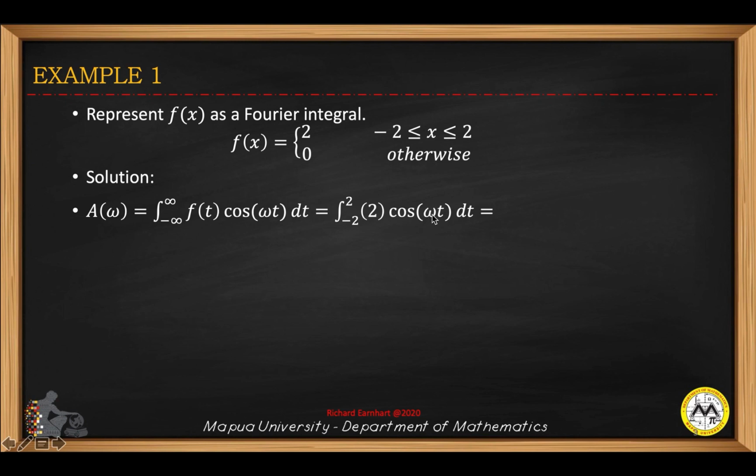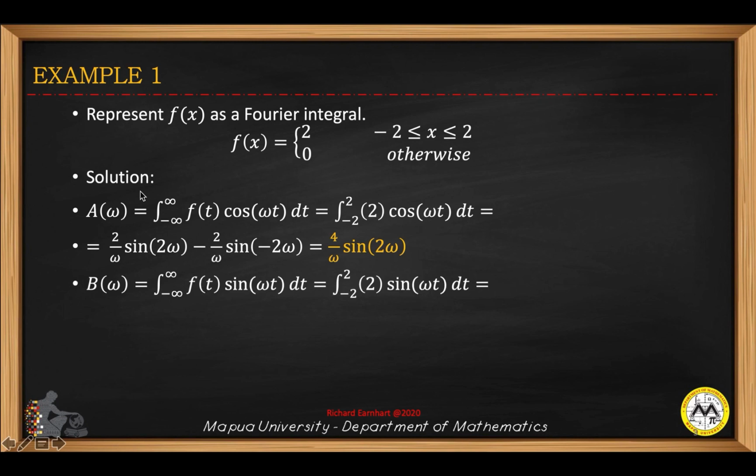Omega will be taken as a constant. We integrate with respect to t. The integral will be 4 over omega sine 2 omega. So this will be your a, which is a function of omega. And for the coefficient b, integral from negative 2 to 2, this time 2 multiplied by sine omega t, and the integral will be equal to 0.